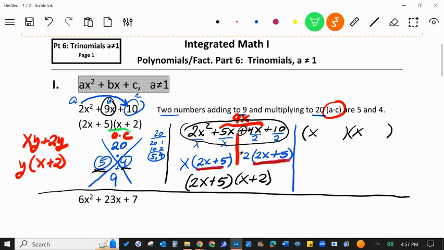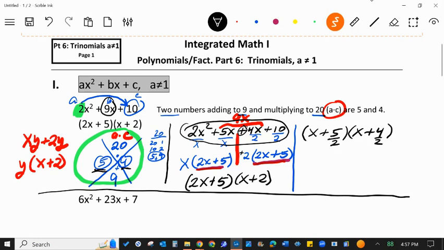Then we do this thing over here, and we find out that it's 5 and 4. So we're going to put the plus 5 and the plus 4. And then we're going to look at the coefficient of 2. Whatever the coefficient is of the a, we are going to divide by that here and here. We're going to put it under both numbers only.